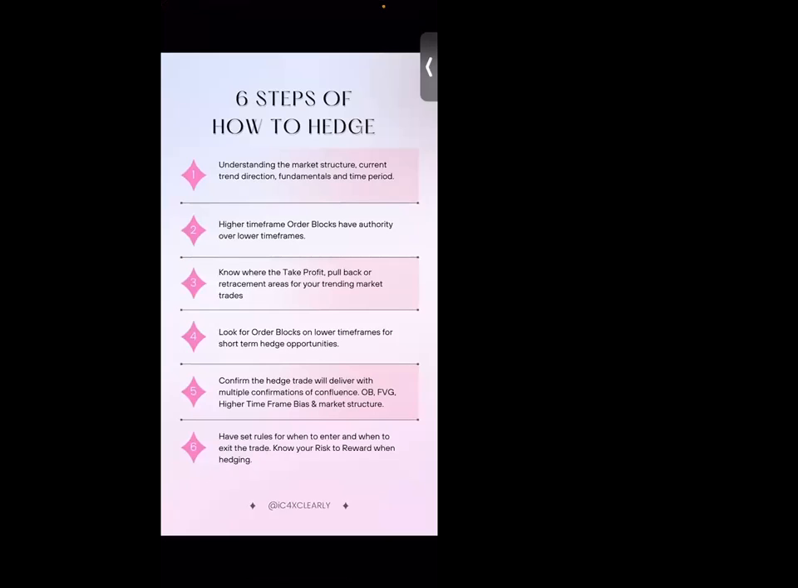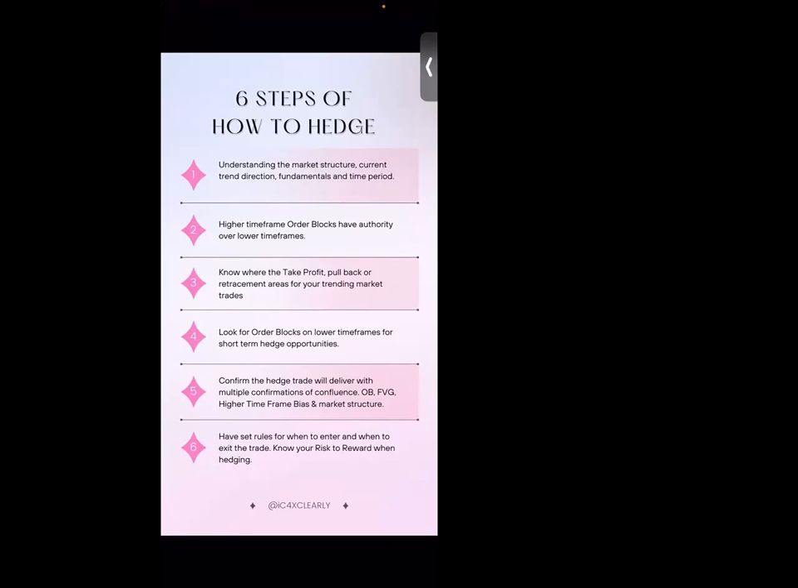So confirm the hedge trade will deliver with multiple confirmations of confluence. So order blocks, fair value gaps, higher time frame bias, and market structure. Have set rules for when to enter and when to exit the trade. Know your risk to reward when hedging.